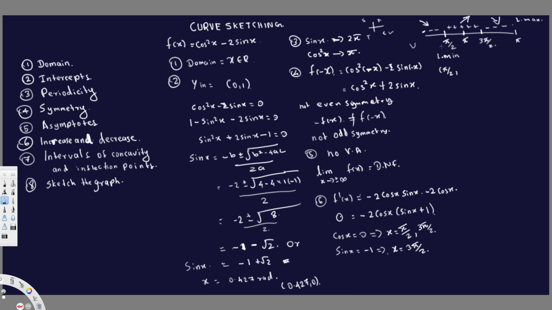So this is 5π/2, and if I calculate the value of y, if I plug this value into this equation, I get minus 2. And also here it's 3·5π/2. If I plug this value into this one, I will get plus 2. So these are the two values. So let's go to the next one.